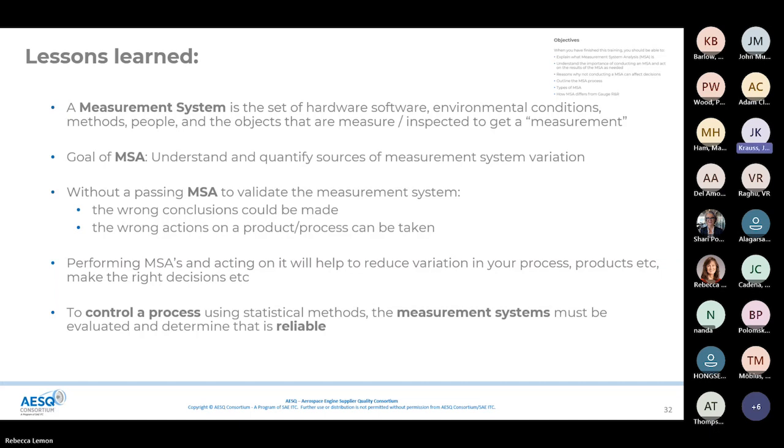Bullet 4 here is kind of describing what we went through with the discrete example. So when you perform an MSA and you do see excessive variation in the measurement system, you can take action on that to reduce the variation in the measurement system. And then once you have that validated, you can reduce variation in your process and products and make the correct decisions. And then bullet 5 here, I've kind of covered in the other 4 bullets. So to control a process using statistical methods, your measurement system must be evaluated and determined that the level of variation is acceptable and that the measurement system is reliable.